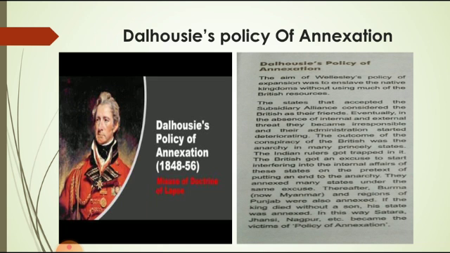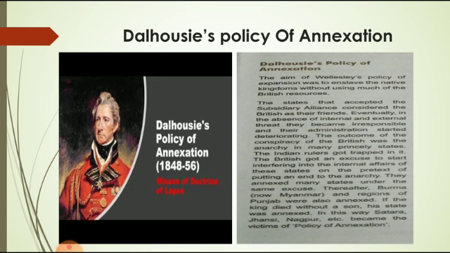The states that accepted the subsidiary alliance considered the British as their friends. Eventually, in the absence of internal and external threats, they became irresponsible and the administration started deteriorating. That means the people who were having the threats became very much irresponsible, and so at that point of time the administration also came down. Deteriorating means it comes down, so it is decreasing.